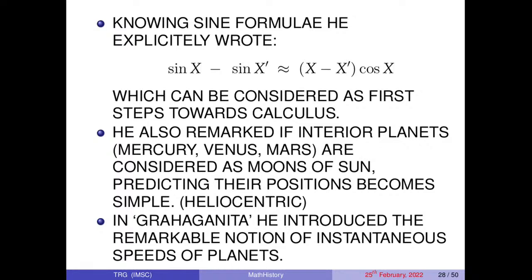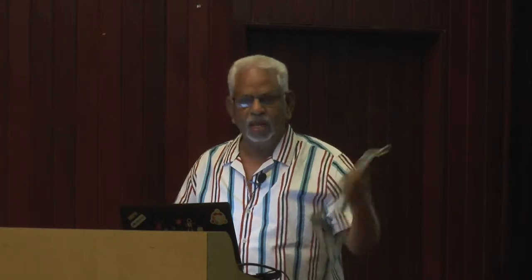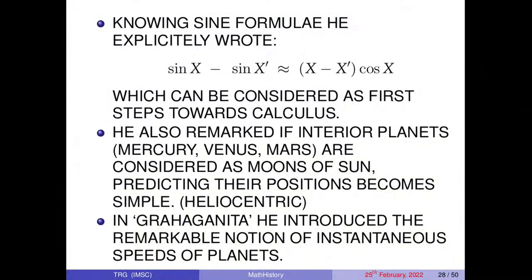And the most important remark which he made is, if the interior planets like Mercury, Venus, and Mars are considered as moons of the sun, don't think about them as wandering planets. You just think about them as moons of the sun. Then finding that position becomes easy. Essentially, you add your position with respect to the sun and the position of that thing with respect to the sun. Okay. Then by a simple manipulation, you will know where they are. And predicting them becomes very simple. Now, this is simply the heliocentric theory. At the end, what is it? These planets are going around the sun. That's what he wanted to say.